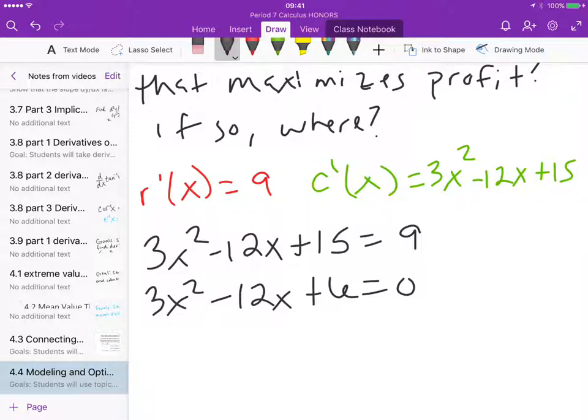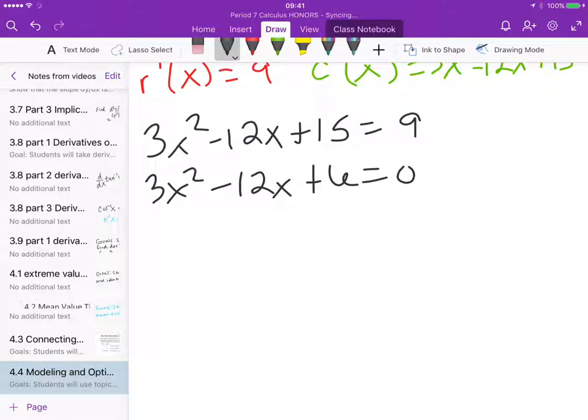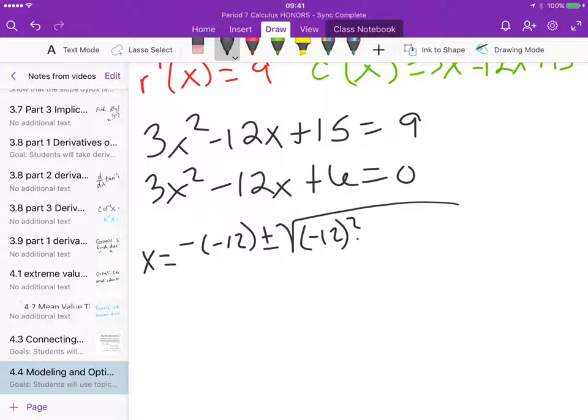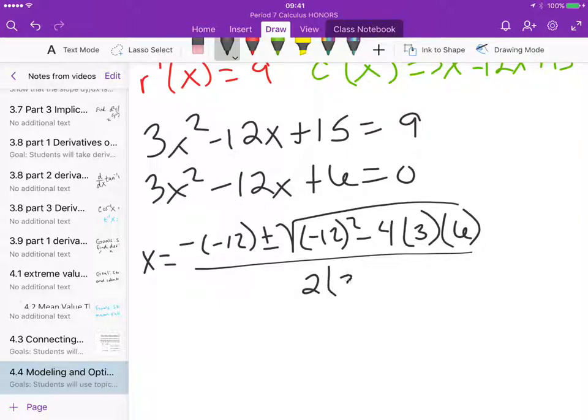Unfortunately, this is not something that we can just factor out nicely, but we can use our quadratic formula to solve for x. So don't forget opposite b. So x is going to equal opposite b plus or minus the square root of negative 12 squared minus 4 times a, which is 3, times c, which is 6, all over 2 times a. And so this is going to give us our two values. Now, we all can easily substitute and finish this problem on out.